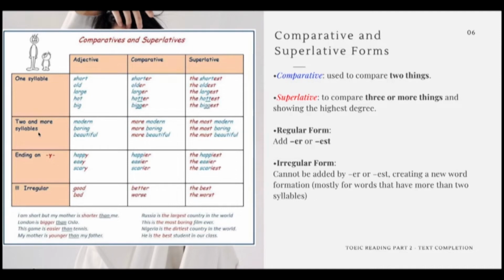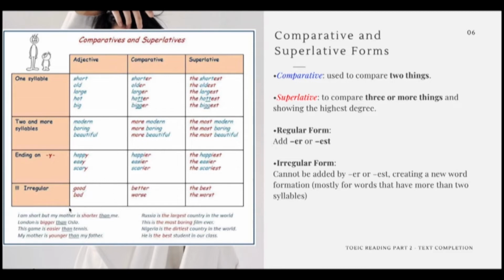But if it is two or more syllables, for instance modern, you should add more or most. More or most. And then for words ending in Y, you should change it into I and ER. For instance, happy to happier or happiest, and then easy to easier and easiest, scary to scarier and scariest.